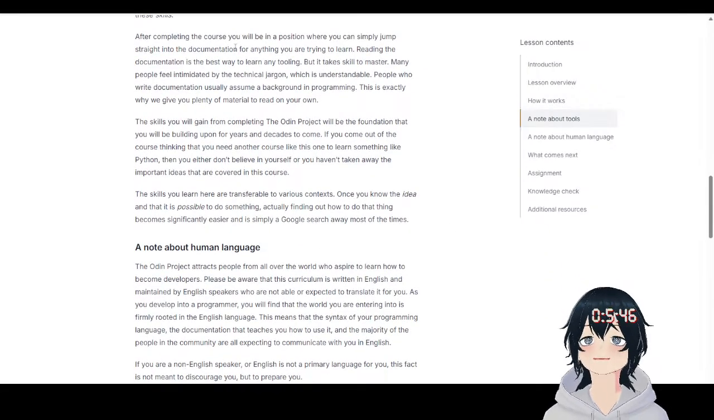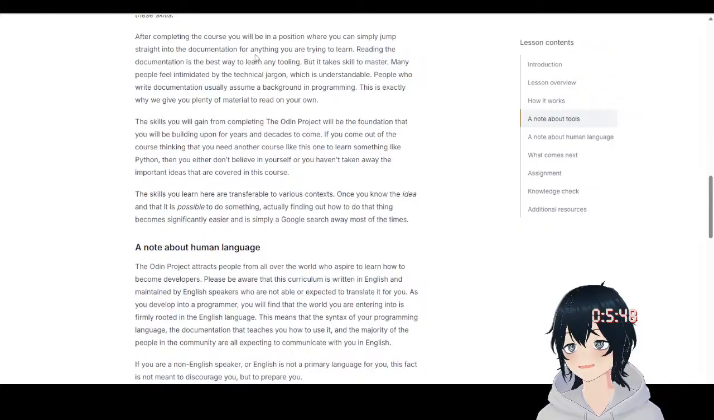After completing the course, you'll be in a position where you can simply jump straight into the documentation for anything you're trying to learn. Reading the documentation is the best way to learn any tooling, but it takes skill to master. Many people feel intimidated by the technical jargon, which is understandable. People who write documentation usually assume a background in programming.